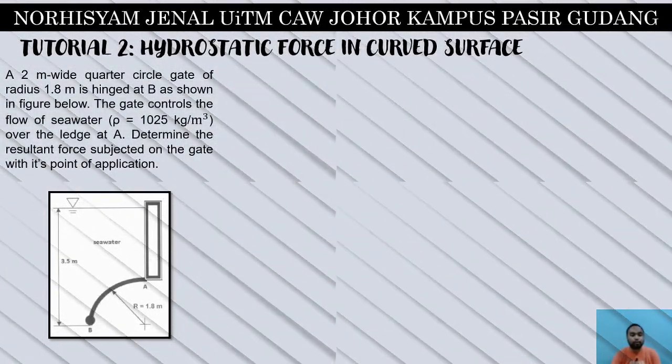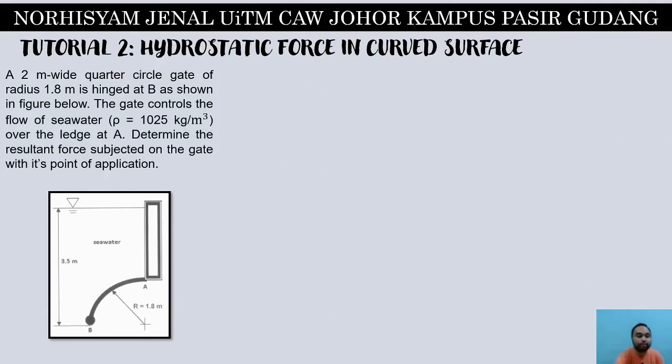Now we will continue with tutorial number 2, hydrostatic force in curved surface. A 2 meter wide quarter circle gate of radius 1.8 meters, so this is the radius, is hinged at point B as shown in the figure below. The gate controls the flow of seawater, so the density of seawater is 1025 kg per meter cube, over the ledge at A. Determine the resultant force subjected on the gate with its point of application.